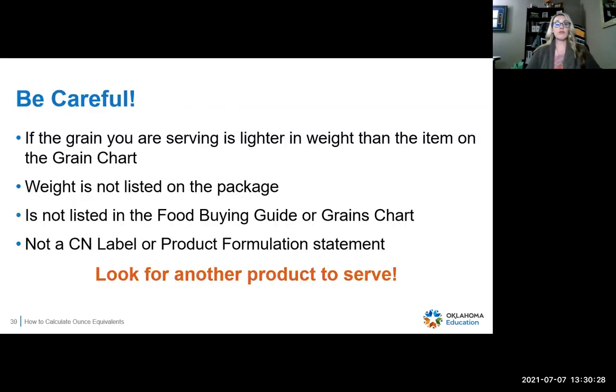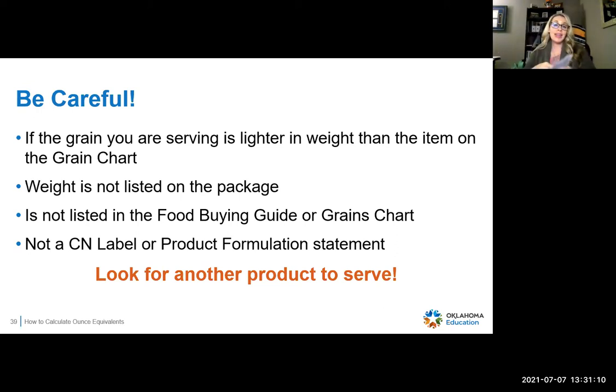So here's some additional information. If the grain you are serving is lighter in weight than the item on the grains chart, please be aware of that. For example, say it's a 1 inch by 1 inch, and the ones you're buying are mini. Let's just say it's Cheez-Its, and Cheez-Its on here say 1 inch by 1 inch, and maybe instead it's goldfish, and you're using the same crediting information. If you're using the Cheez-Its, you can't use it for goldfish. I mean, goldfish are in here, but again, it has to be 1 inch by 1 inch to use this size. So just make sure you're using the right one.